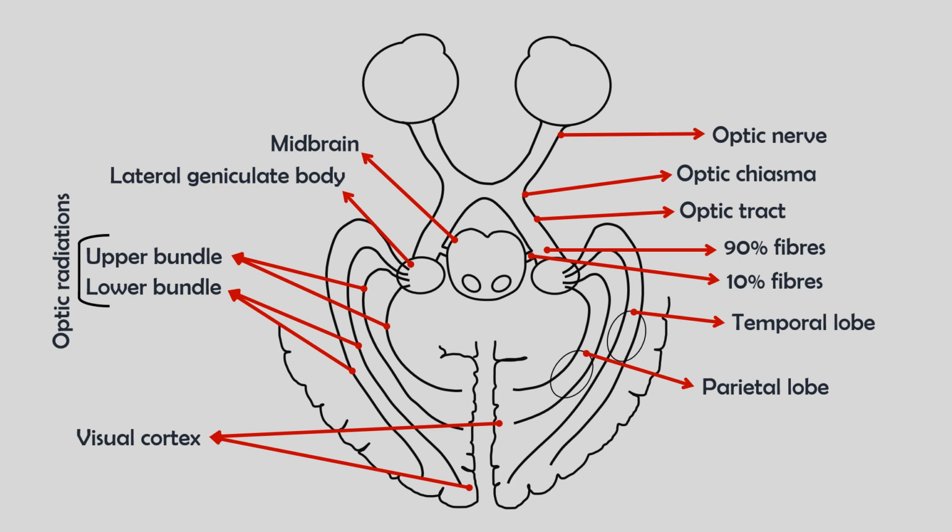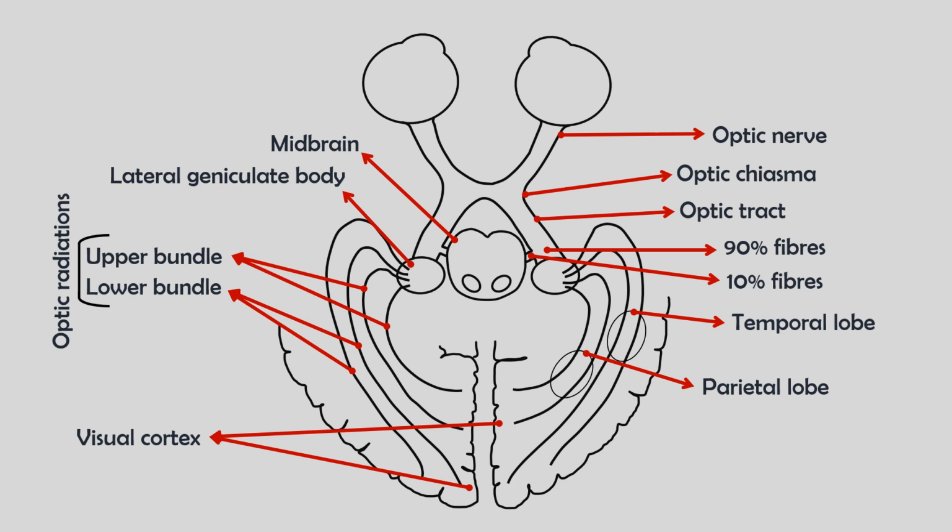Some fibers move as an upper band of optic radiation, which moves upward into the parietal lobe and then into the occipital lobe. And the lower fibers move laterally, slightly forward in a loop into the temporal lobe, then pass through the lower part of the parietal lobe and end up in the lower bank of the calcarine fissure of the occipital lobe. And this was about the anatomical structures involved in the visual pathway.